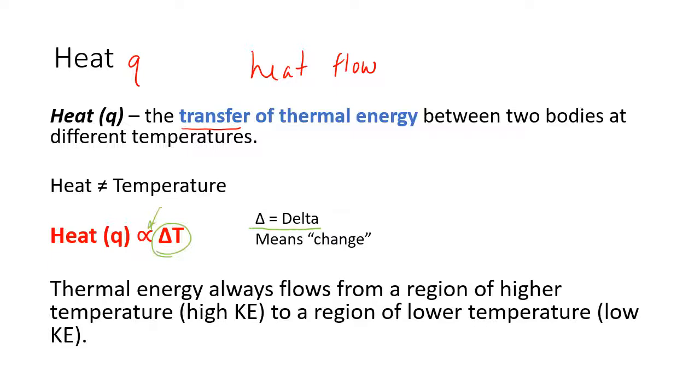Whenever heat flows, the thermal energy is always moving from a region of higher temperature with a high kinetic energy to a region of lower temperature which would have low kinetic energy. Heat never flows in the opposite direction. The kinetic energy always starts at some higher object and moves to the object with less.